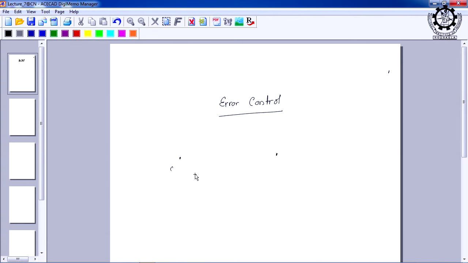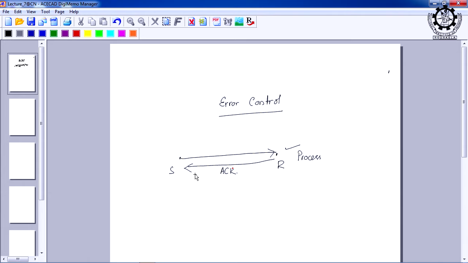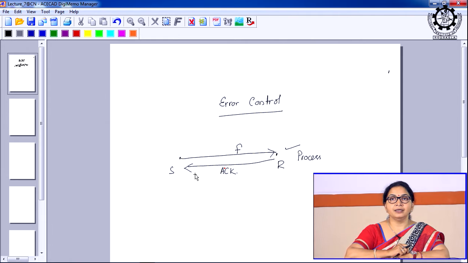Now, let us say we have a sender here, we have the receiver here. The sender transmits a frame to the receiver. Now, when the receiver receives the frame, what does it do? It processes it. And only if the frame that is received is correct, it processes, right? It cannot process wrong data that has been received. And after processing it, what should it do to obtain the reliability of the transmission? It can send an acknowledgement, as we have seen in the case of a flow control protocol. So, the frame is transmitted by the sender and the acknowledgement is transmitted by the receiver.